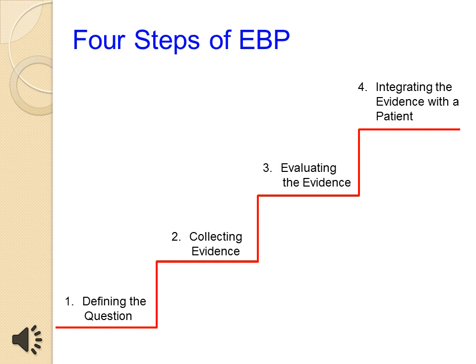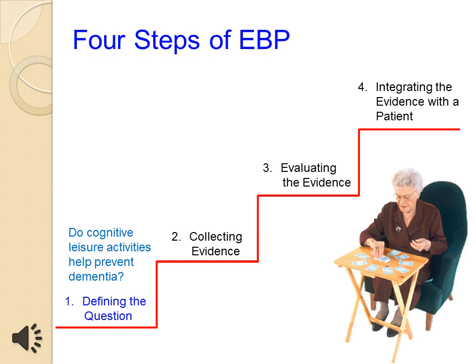Let's use an example in order to understand this process. Let's assume you work in a setting with an older patient population, of which many show signs of dementia. An area of interest for you is to help prevent or slow the progress of dementia. One of the ideas that has surfaced among the staff is to involve the patients in cognitive leisure activities to prevent dementia.